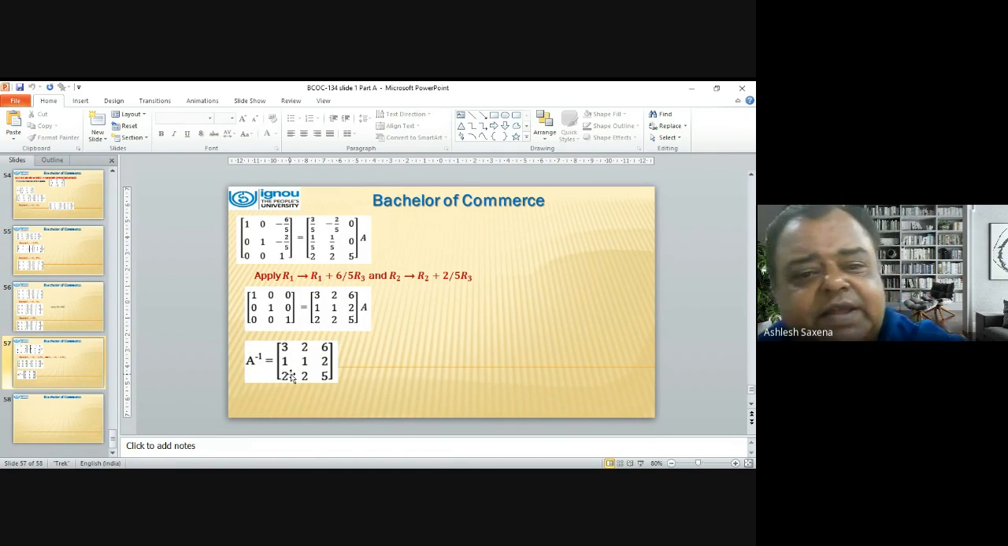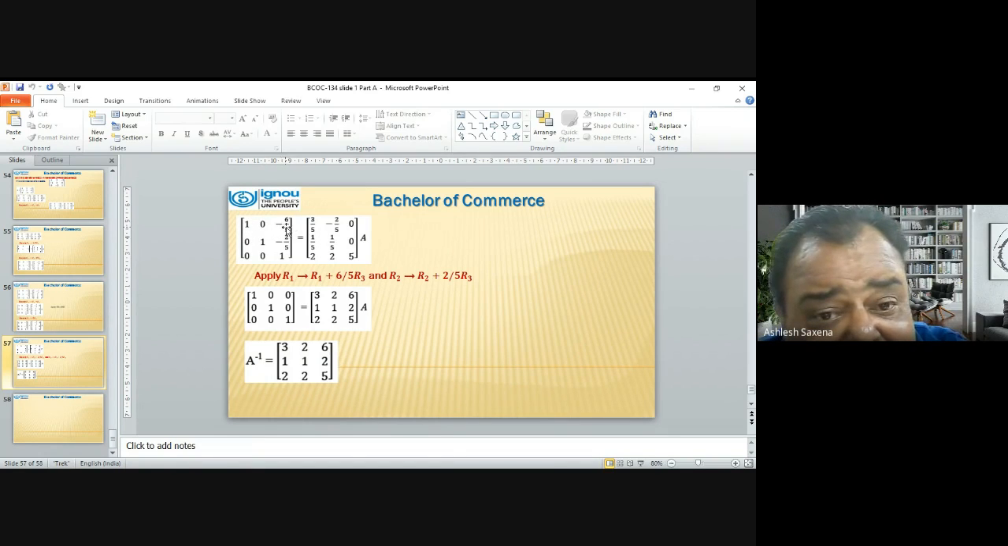We will be removing this problem in this tableau. R1 is equal to R1 plus 6 by 5 times R3. When you add 1 plus 0, it will remain 0, 0 by 0. Same, then R1 is minus 6 by 5, and you are adding 6 by 5 into 1. So minus 6 by 5 plus 6 by 5 is 0. You are going to get 0.